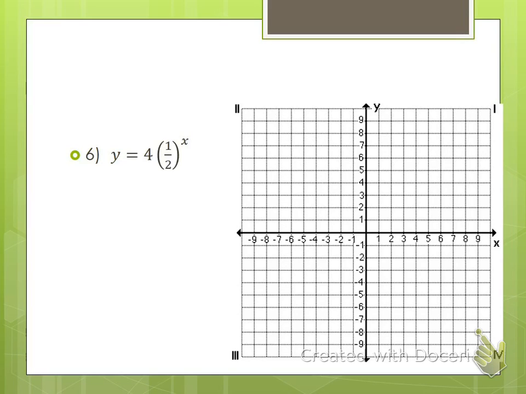On that last one, real quick, would that be a growth or decay? Growth. It's getting bigger and bigger and bigger. Our b was greater than 1. On this one, just from looking at the problem, y equals 4 times 1/2 to the x. Do we think it'll be growth or decay? Decay, because b equals 1/2. So this one, I agree, will be decay, so it should look different from our last one.